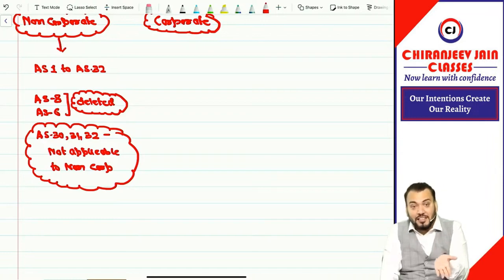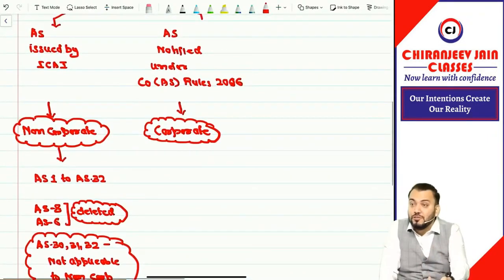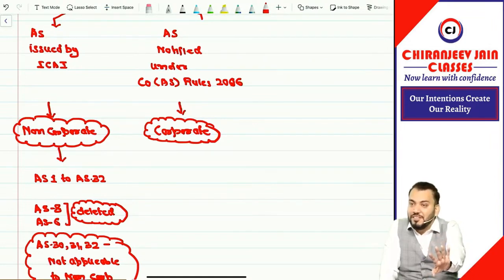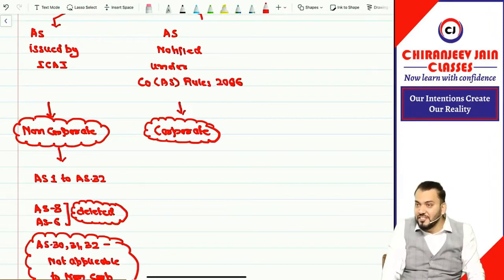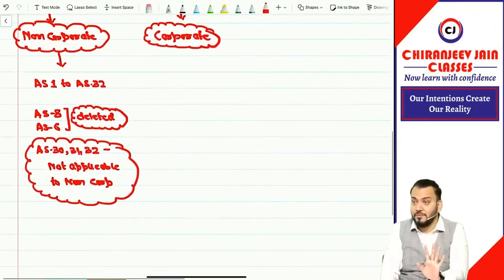But after that, AS was notified under the Companies (Accounting Standards) Rules. So automatically these 30, 31, 32, correct, now one decision was taken that it is not applicable for non-corporate. And therefore it was not a part of the CA Inter syllabus. Understood what I am saying? It was not a part of the CA Inter syllabus. But it was issued by ICAI.